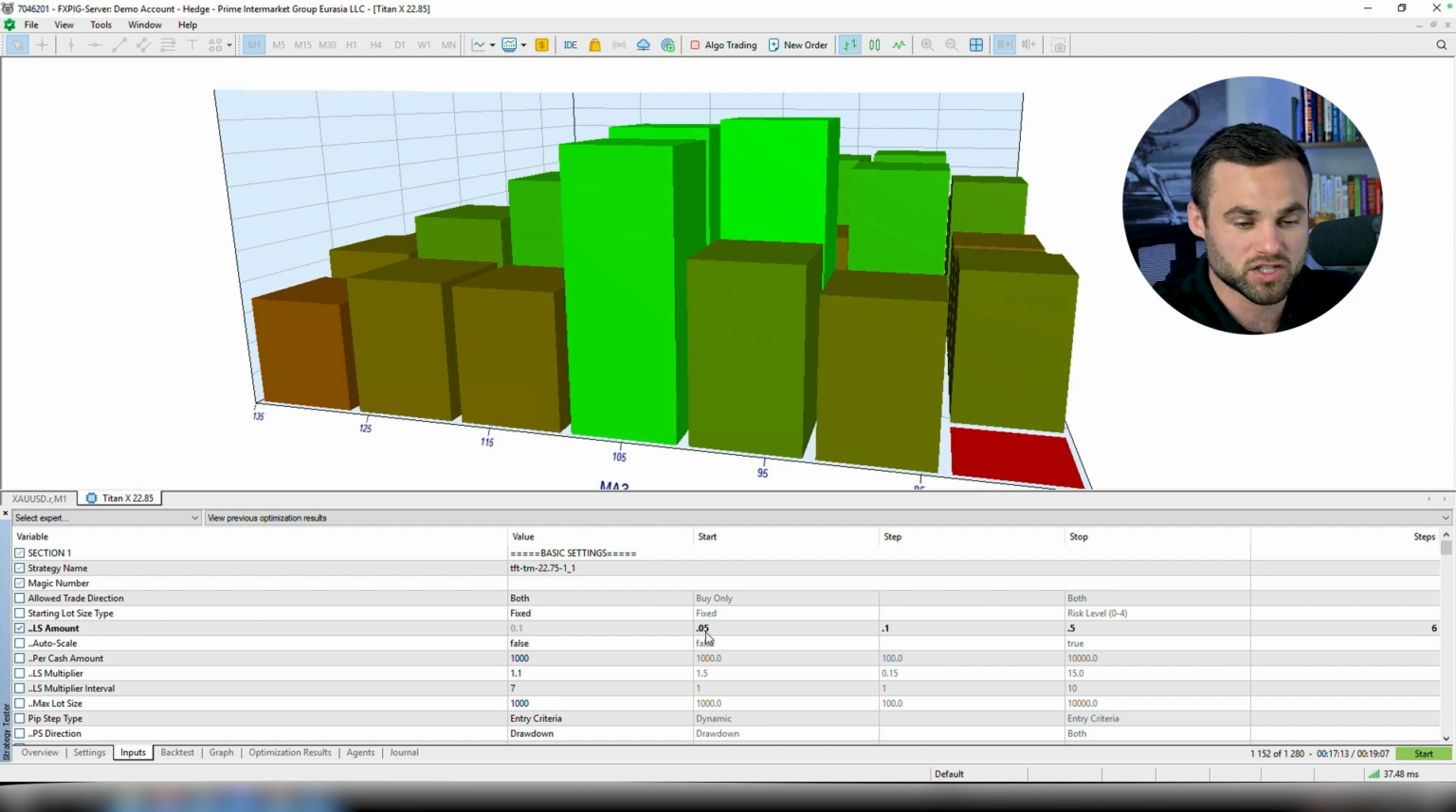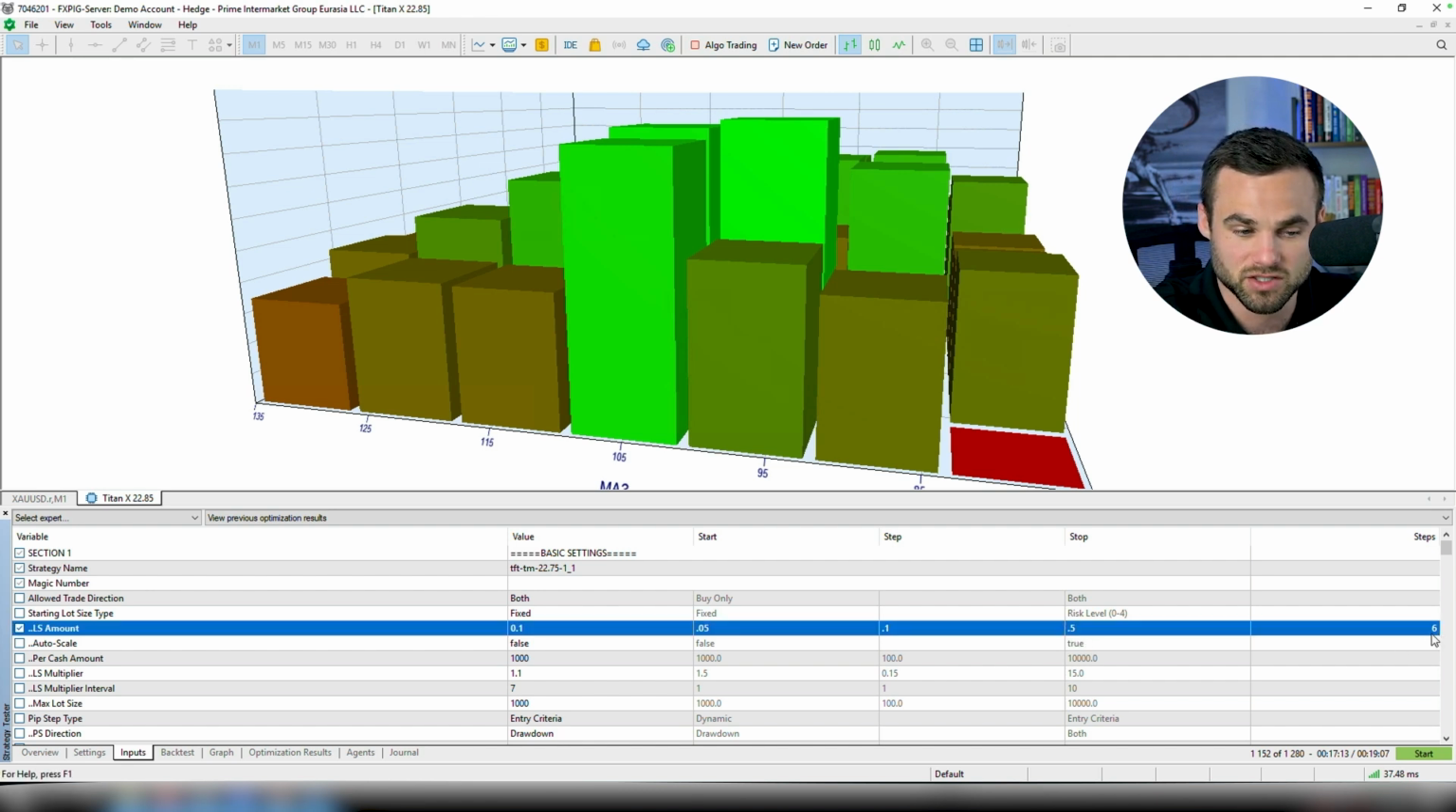That means that first I'm gonna start at the lowest in the range, which is 0.05. I'm gonna step by 0.1. So the second thing I'm gonna test is 0.15, then 0.25, then 0.35, then 0.45, all the way up till the end of this range. And that's going to give me 6 total steps.